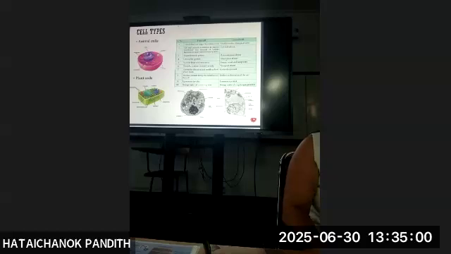And how about the plant cell? Which organelle do they have the most? Can you guess? What is this? Chloroplast. Yeah, they have a lot of chloroplast. That's why it turned green.